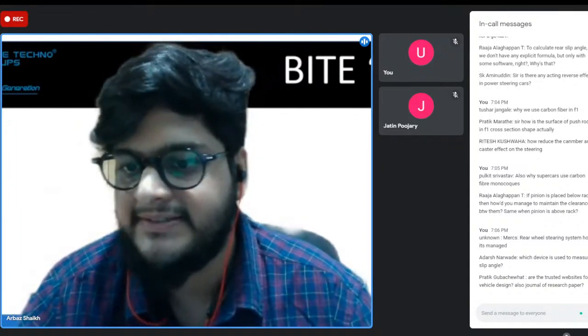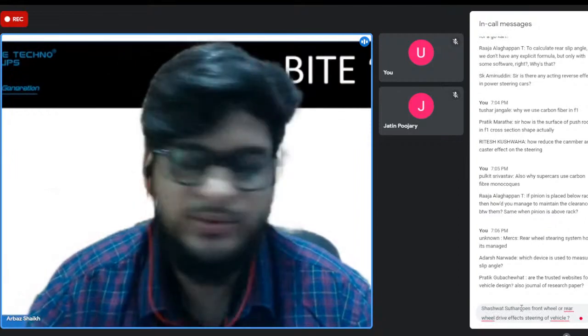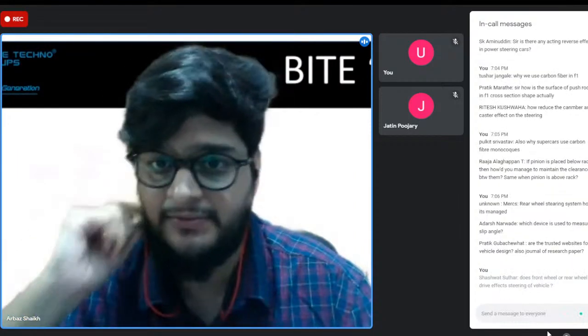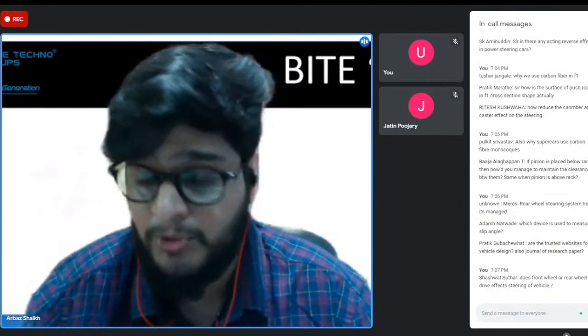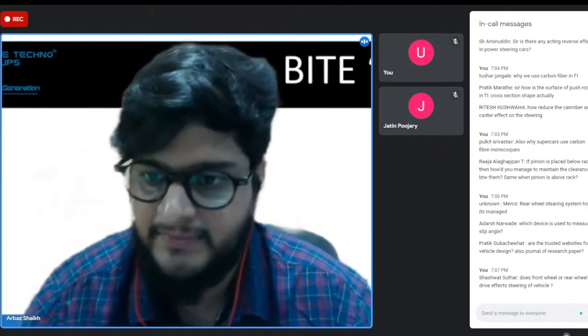Okay, Vinayak is asking, is the tire patch the same for both wheels? No, it's never the same for any of the four wheels. It will be slightly different. And when there's lateral load transfer happening, wherever there's more load, the tire contact patch will be larger over there.